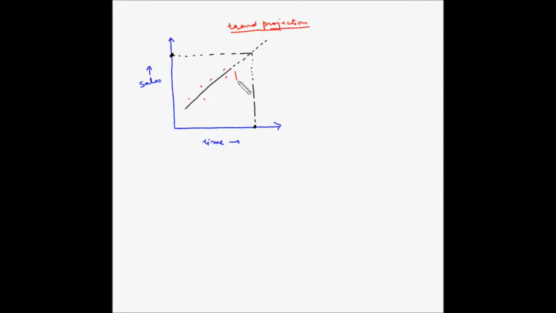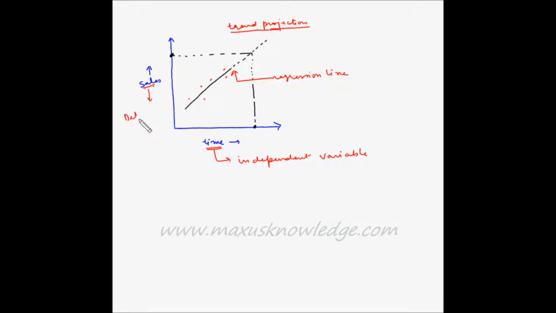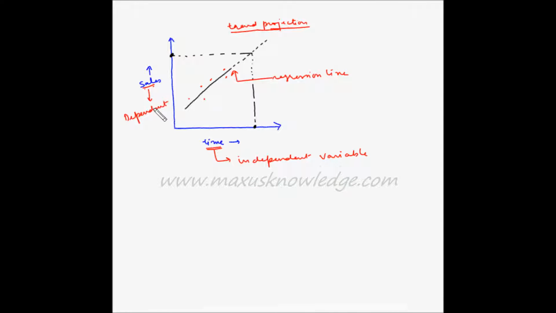Now this is known as the regression line. Time in this case is the independent variable and sales is the dependent variable. So as mentioned earlier, in trend projection basically we have time on the x-axis and time is the independent variable.